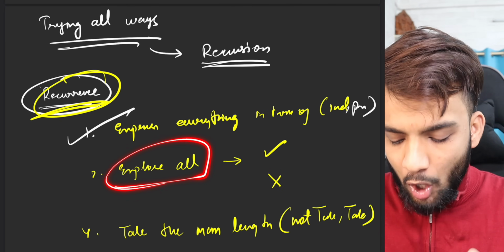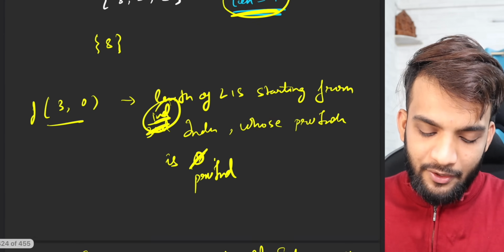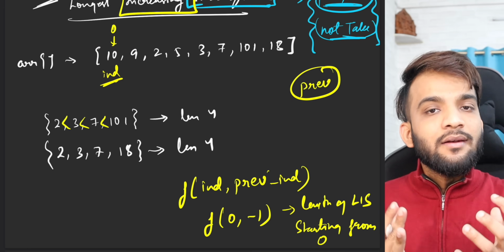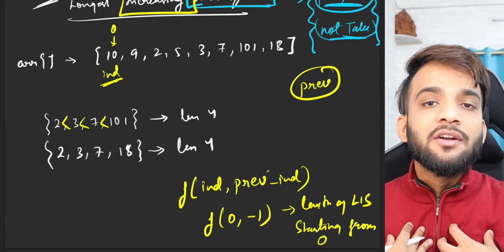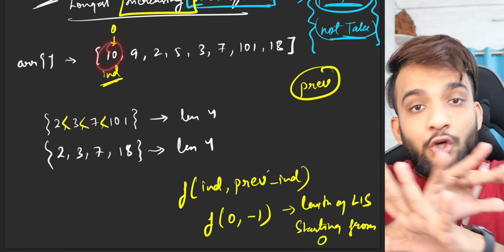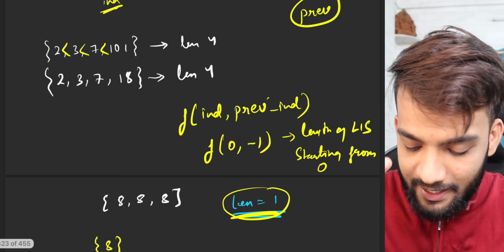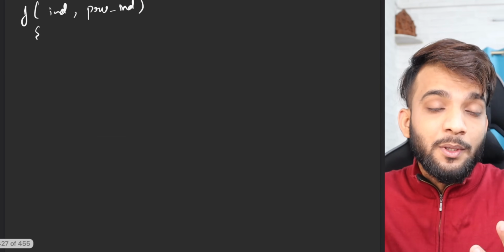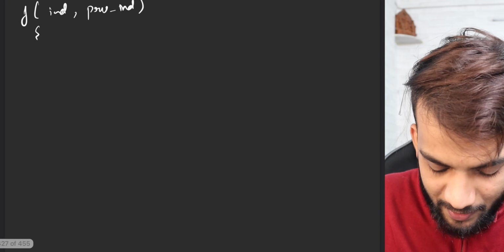Because explore all possibilities means if you are standing at this particular 10, you say 10, come across and be my part. Or you say 10, don't be my part. So there are a couple of ways: 10, be my part, or 10, don't be my part. So let's write the not-take part first.